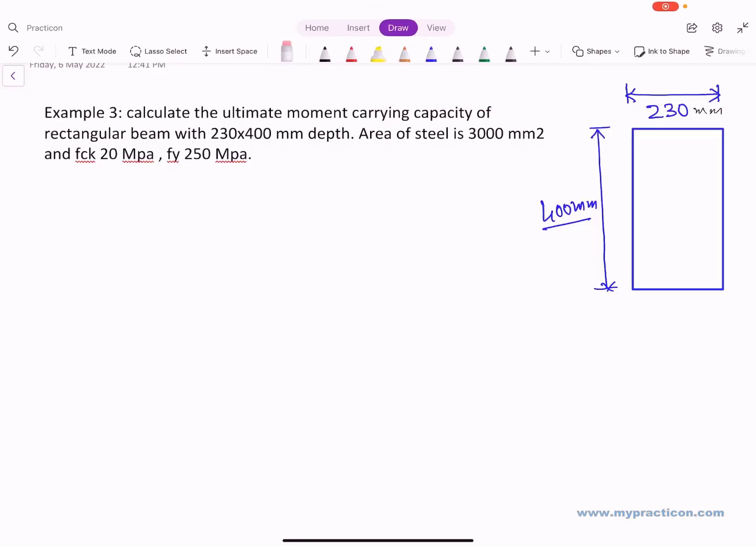In this example, we will design a cross section that has the over reinforced section and determine the moment carrying capacity for the particular section. The example gives a 230 mm width and 400 mm depth, and 3000 mm square area of steel is provided. The concrete is 20 MPa and steel is 250 MPa. So let's go for the solution.